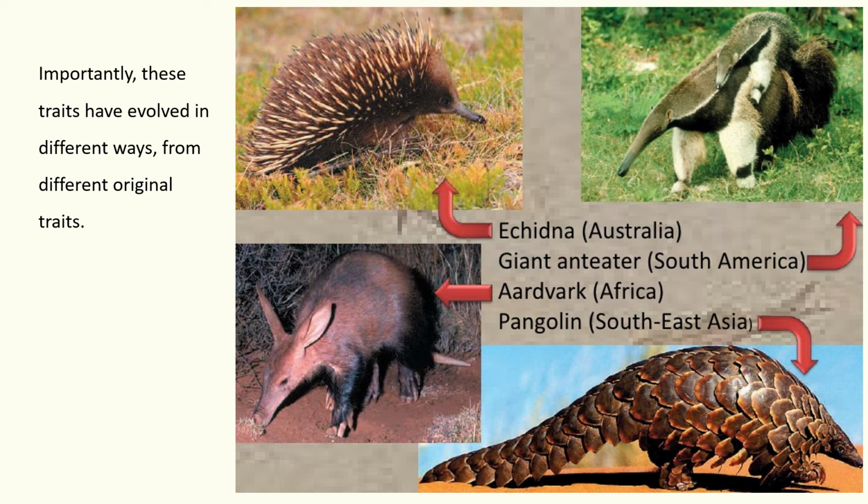So they've all evolved these traits, but in different ways and from different original traits. If you look at an echidna, there's no other marsupial that's anything like it. And so this is a fantastic example of convergent evolution.